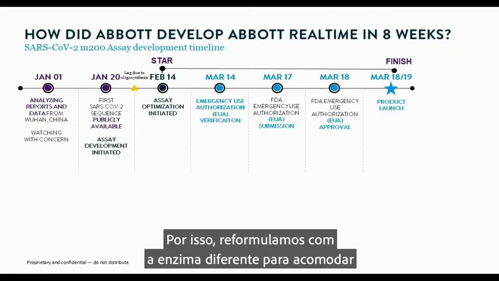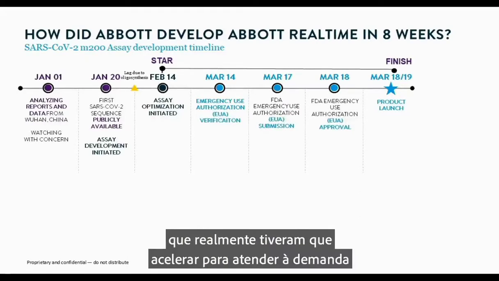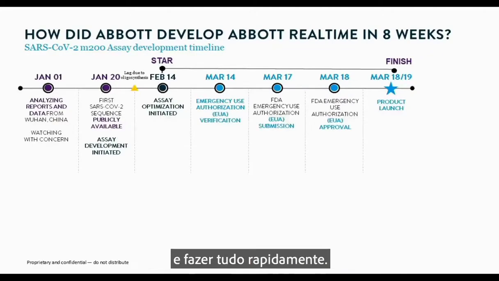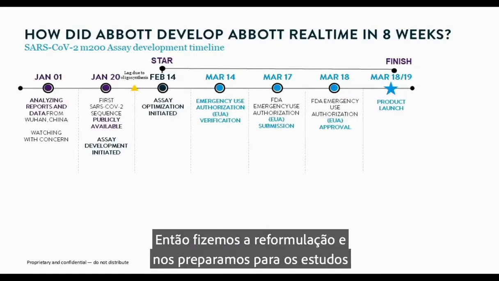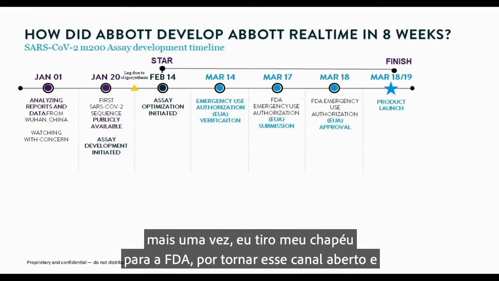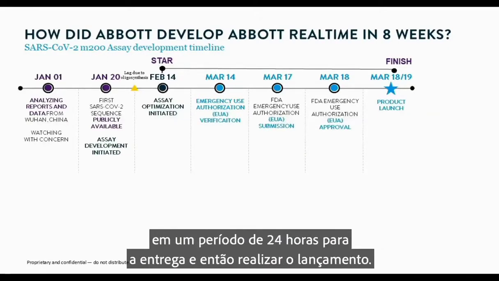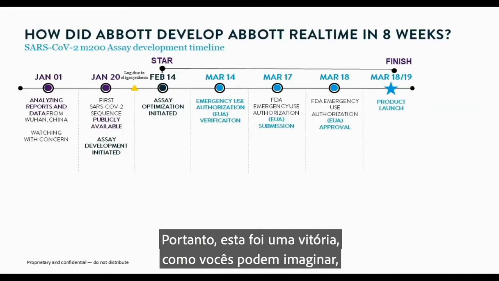So we reformulated with a different enzyme to accommodate this kind of manufacturing, and I want to tip my hat at this point to the guys in manufacturing who really had to step up to meet the demand and do it in really quick time as well. So we did that reformulation and got ready for EUA verification studies by March 14th and then EUA submission. And again, I tip my hat to the FDA for making this channel open and for working so quickly to get this done in like a 24-hour turnaround and then getting this launched. So this was a whirlwind, as you can imagine.